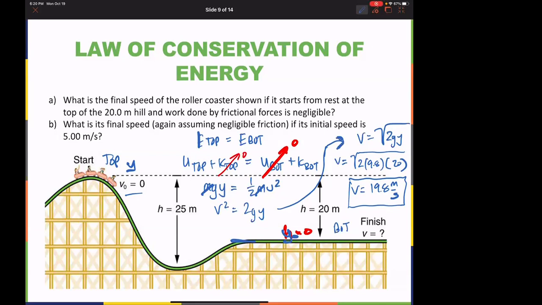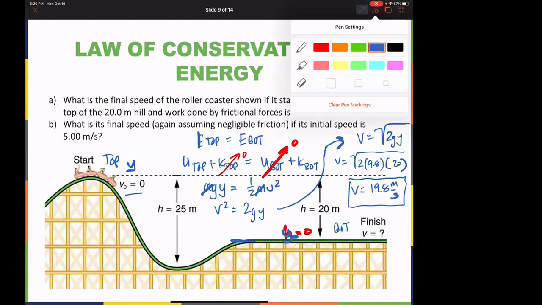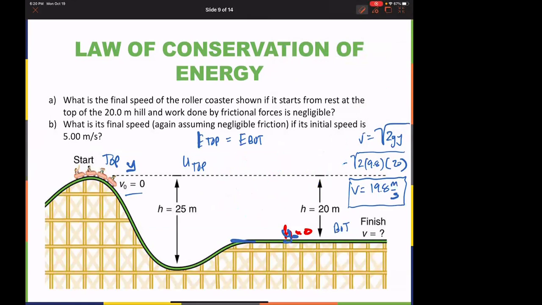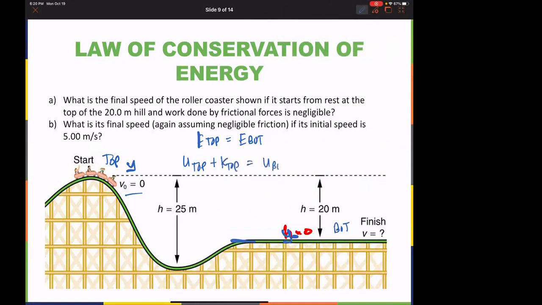Now, if we do this again, part B says, what's the final velocity if the initial speed is 5? So we've got to erase all this because I don't have a ton of room here because of this giant roller coaster. This time we do have a kinetic energy at the top because it's moving. We don't have a potential energy at the bottom.